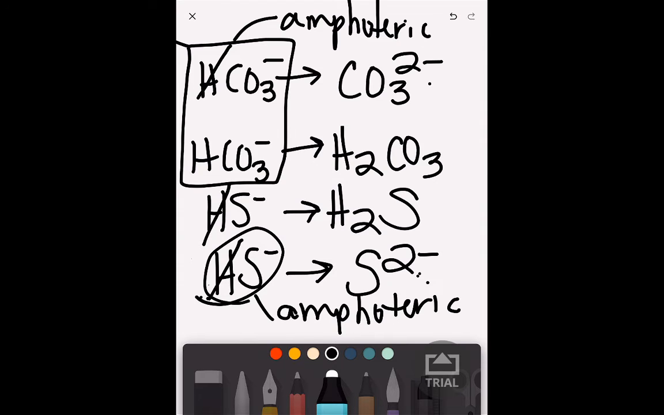So be looking for those. If it has a hydrogen ion but it's still charged, it could lose that and become more negative, or it could gain that and become more positive. So a lot of these things could actually be amphoteric.